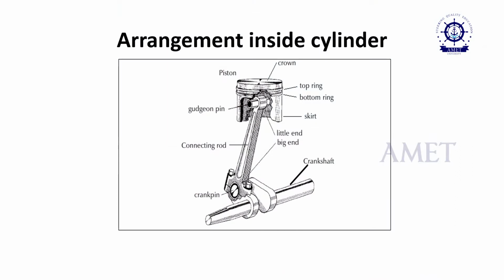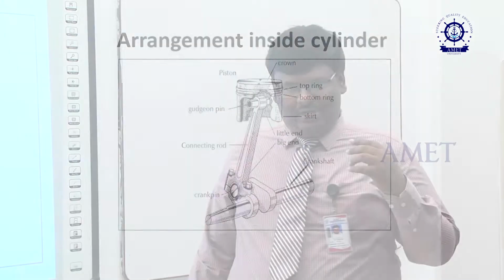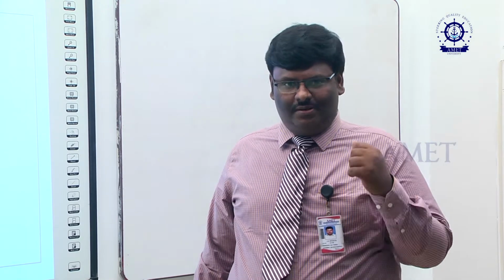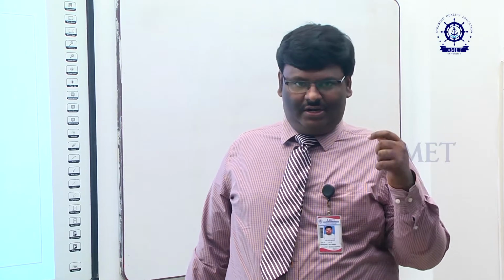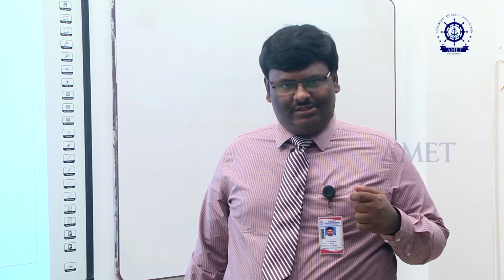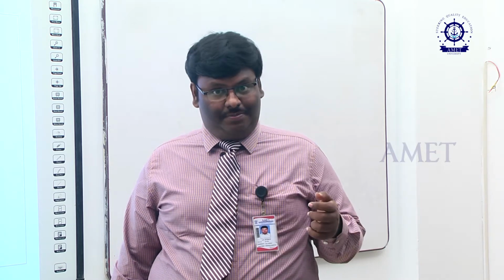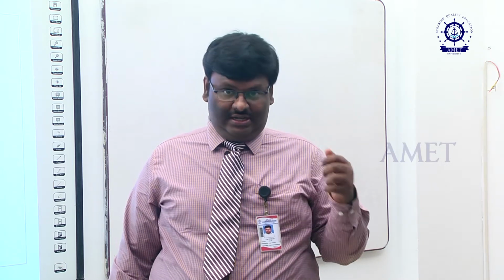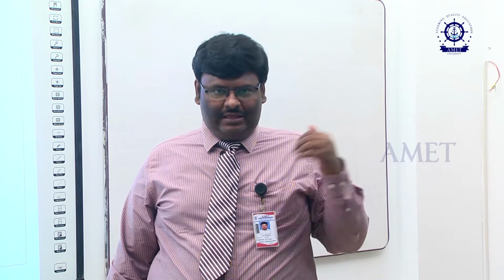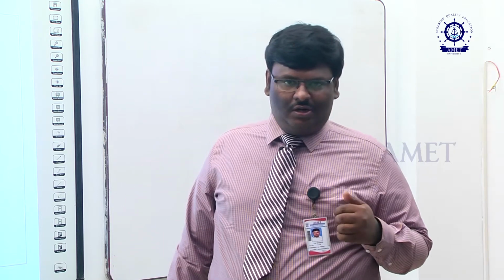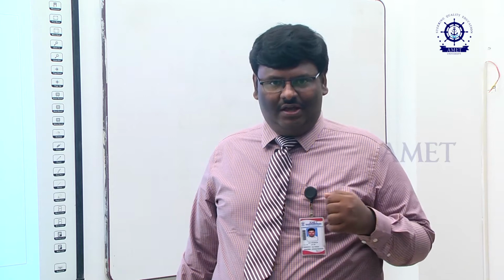Actually, you can see the piston is connected to the crankshaft by means of a connecting rod. The connecting rod has two ends. One is the smaller end, the other one is the bigger end. The smaller end is connected to the piston and the bigger end is connected to the crankshaft. You can see the smaller end of the connecting rod is connected to the piston by means of a piston pin or wrist pin, which can also be called a gudgeon pin. Similarly, the larger end of the connecting rod is connected to the crankshaft via the crank pin.